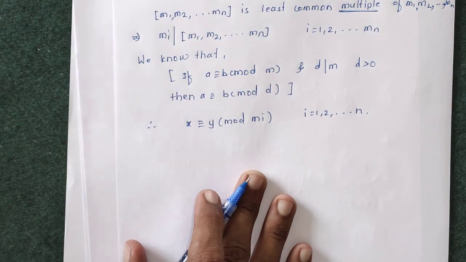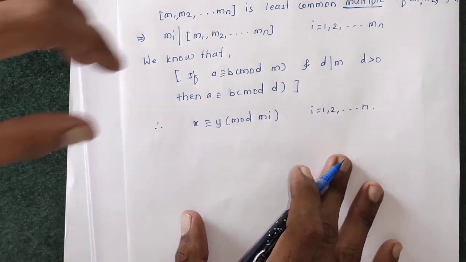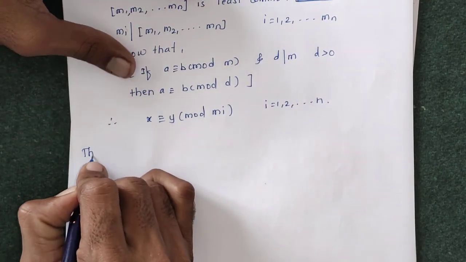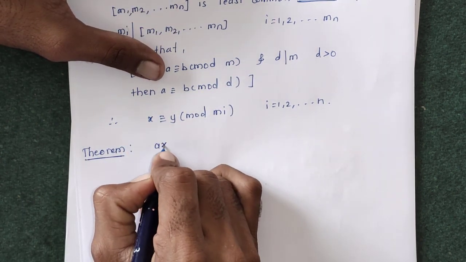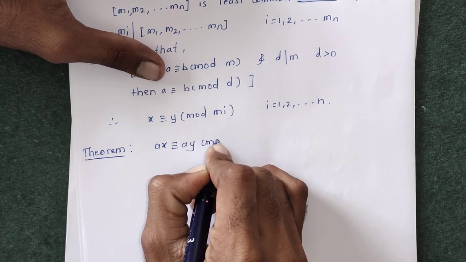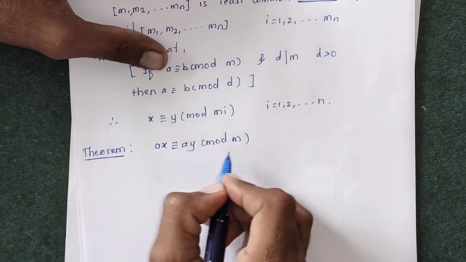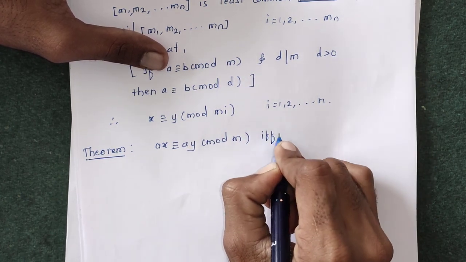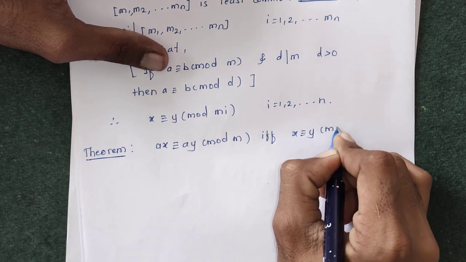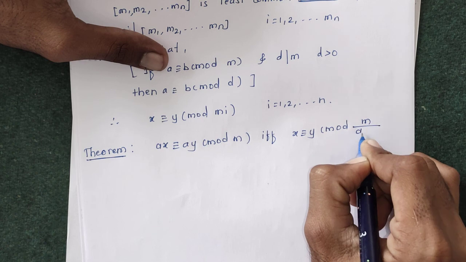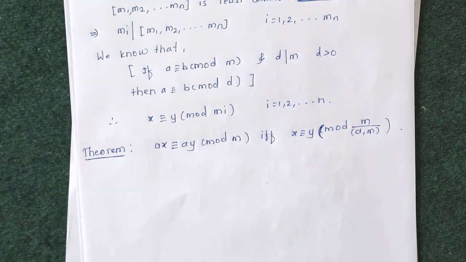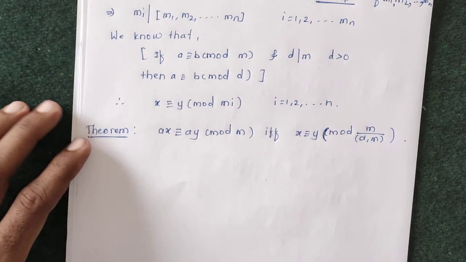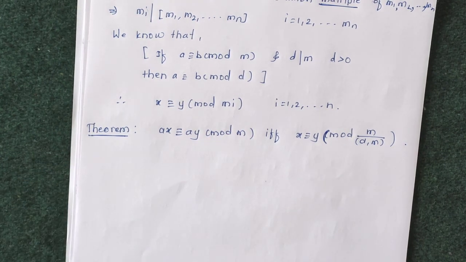Now the statement of the next theorem is: ax is congruent to ay modulo m if and only if x is congruent to y modulo m upon GCD of a and m.